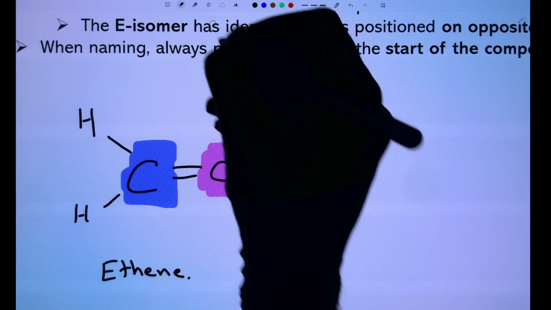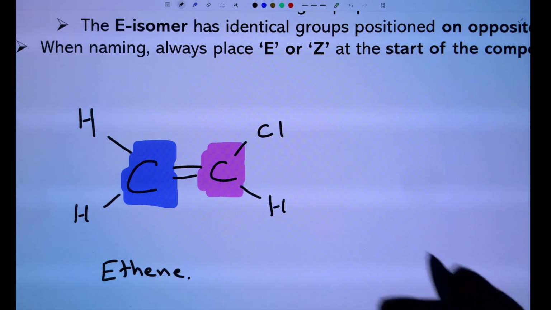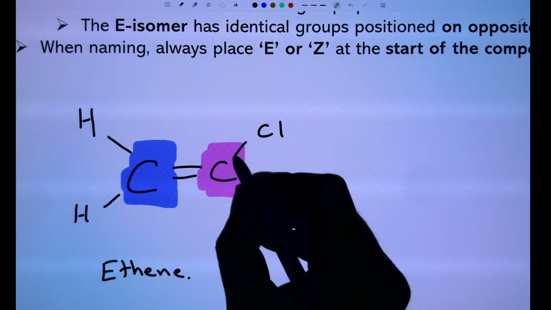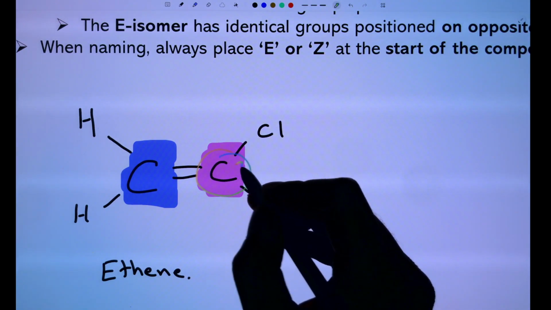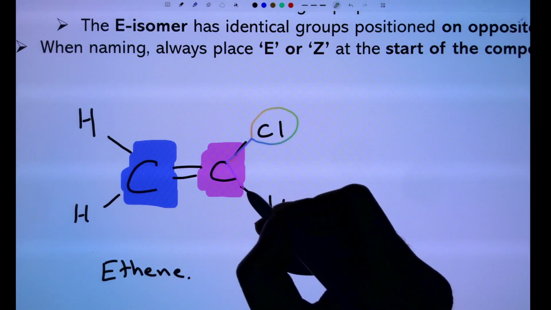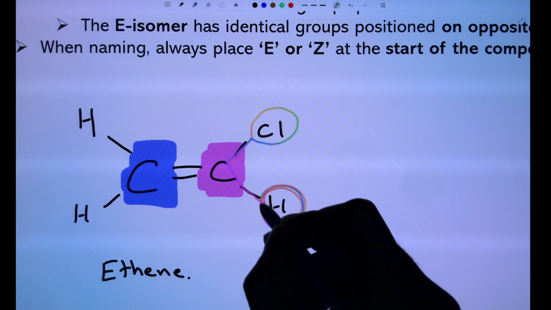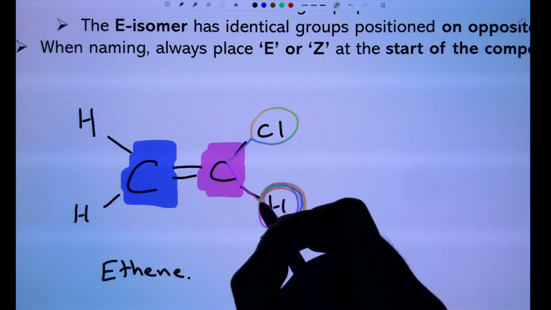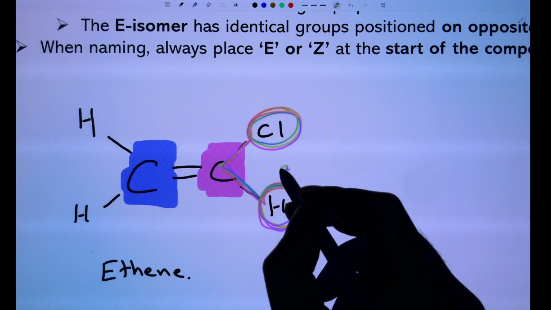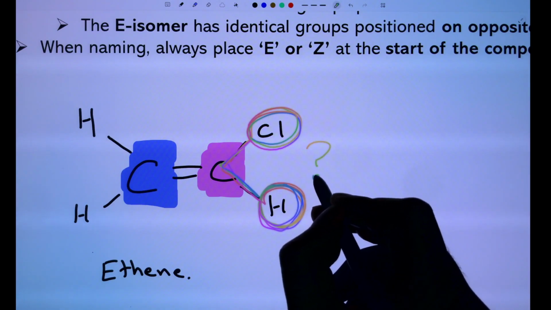Okay, what if we did this? Let's put a chlorine there. Let's start with the carbon on the right. It has a chlorine and a hydrogen. Are those two atoms the same? No, they are different. So this molecule could have EZ isomerism.